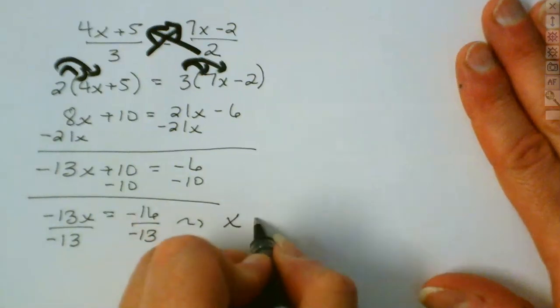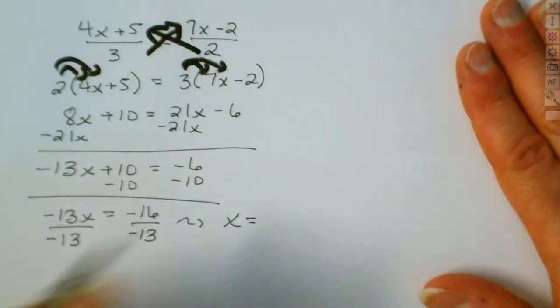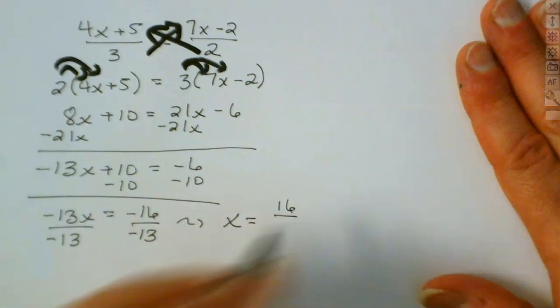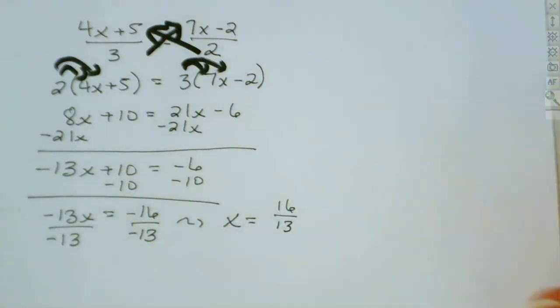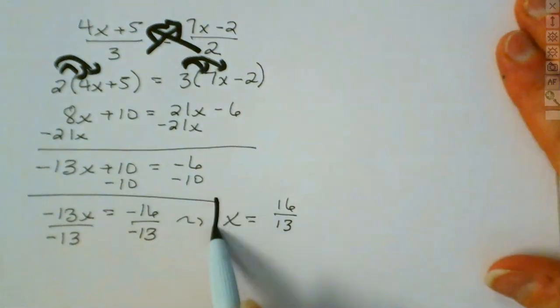And now we've got our final answer, which is x equaling 16 over 13.